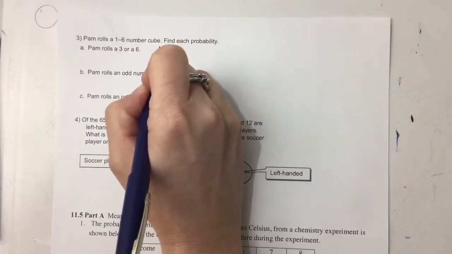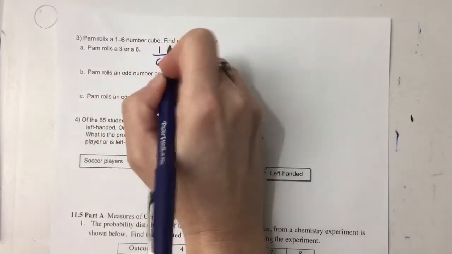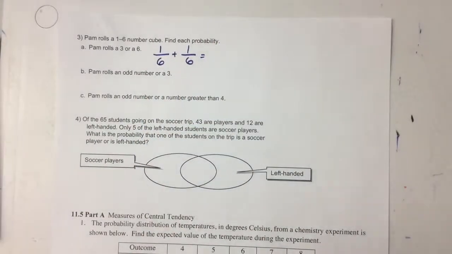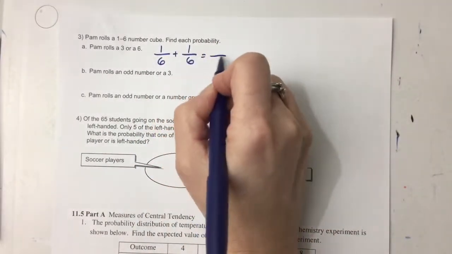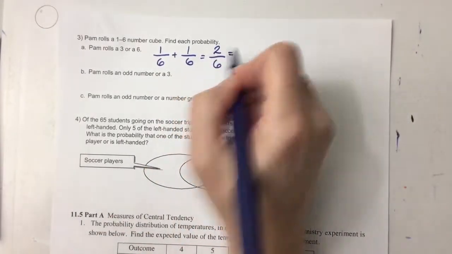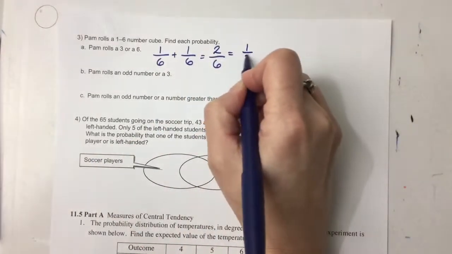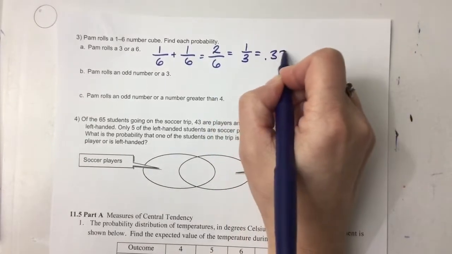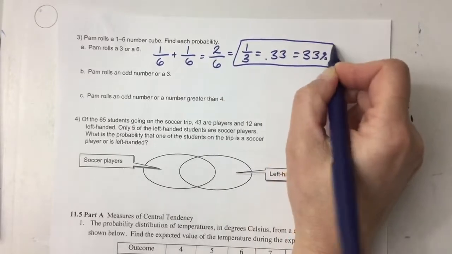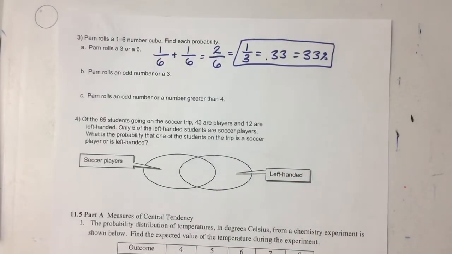One number out of the 6 is a 3, plus one number out of the 6 is a 6. If you add them, you already have a common denominator, so that's awesome. Top: 1 plus 1 is 2. You can reduce that to 1/3, which is 0.33. 33% chance that if you roll a number cube, you will get a 3 or a 6. Okay, let's look at the next one.